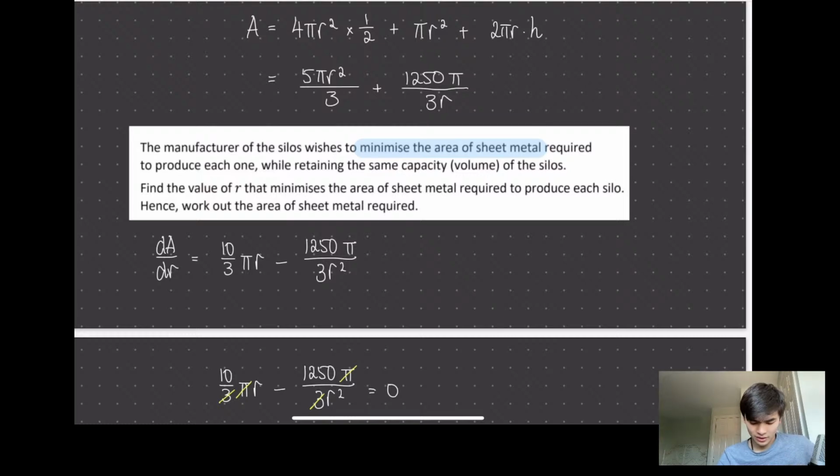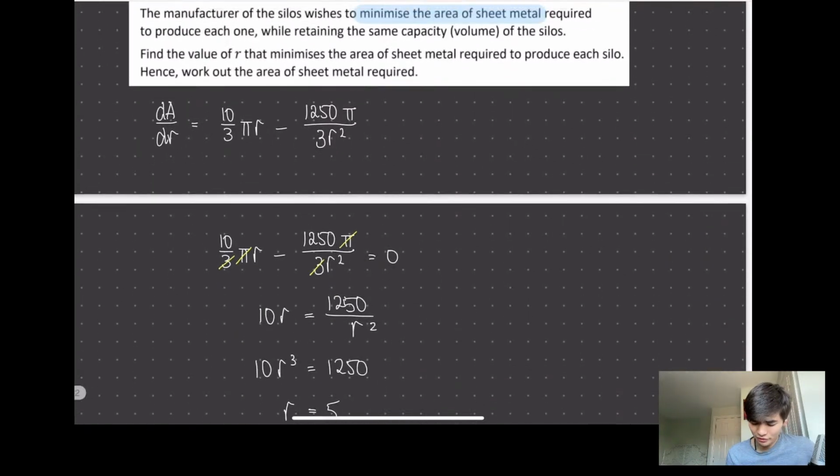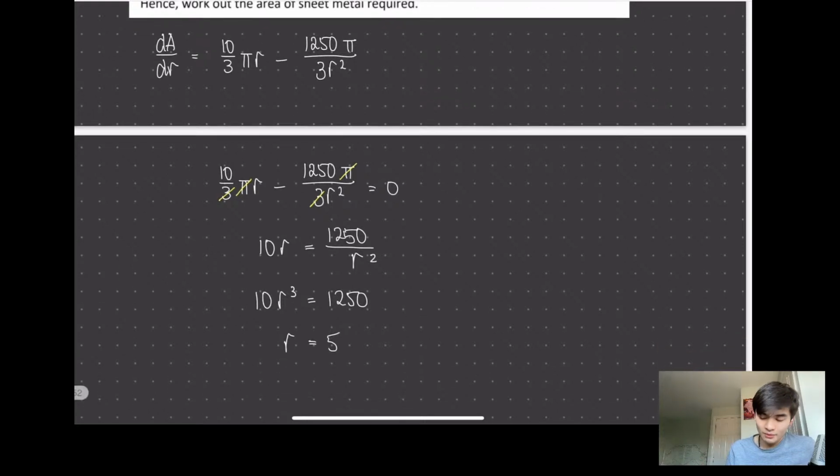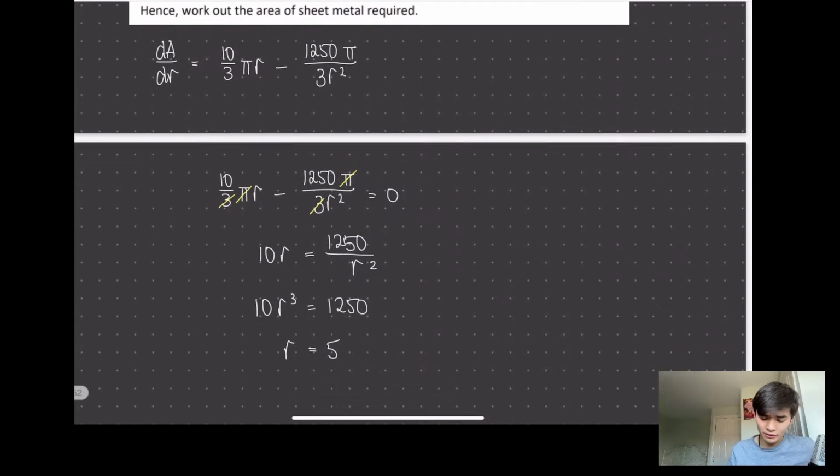It does say, what does it say? Do we need to check that it's a minimum? Well, since there's only one value, it's definitely going to be a minimum. I don't think we would need to check that. But if we did, we could do it like before, where we do the second order derivative, check whether that's greater than or less than 0. That would be fine. But it wants us to work out the area of the sheet metal required.